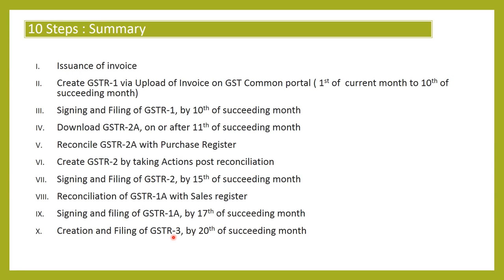So if your outward supply liability is more than your inward supply credit, then you need to pay tax also at the time of filing of GSTR 3. If it is not there, then you can carry forward the input tax credit available to you post adjustment of the output tax liability of the current tax period. So friends, these are the 10 steps that are to be followed by you in order to create and file all the monthly returns if you are a normal or regular taxpayer.